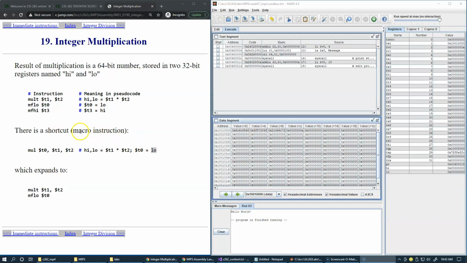And this is how the macro instructions work. Basically, its mnemonic is specifying not a direct command available on the CPU, but a definition of a macro, which in this case expands to these two lines.